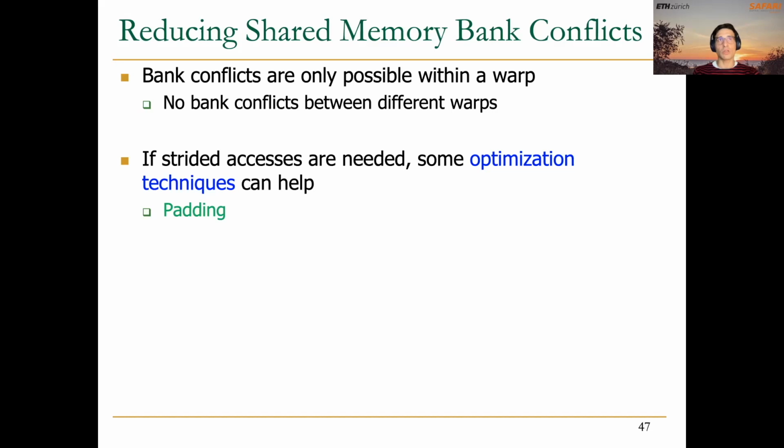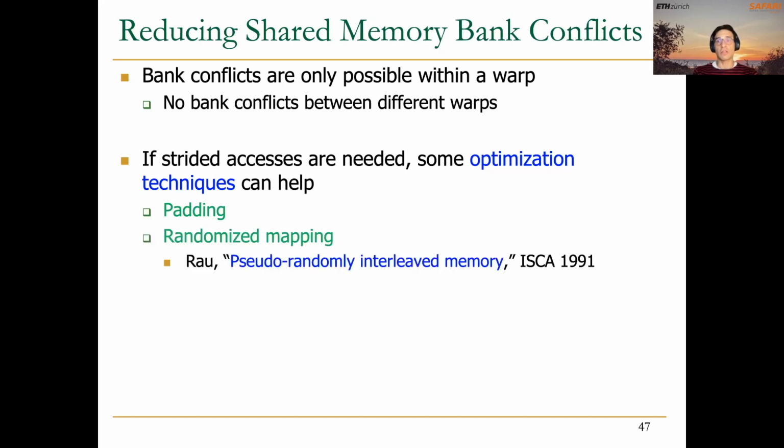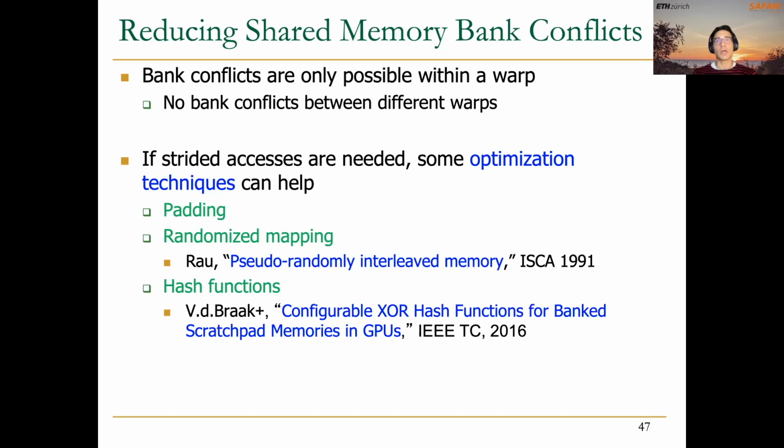These are some things that we will cover in later lectures. Padding is a way of dealing with strided accesses and avoiding bank conflicts, but we can also use randomized mappings, such as those proposed in this ISCA 1991 paper by Rau, and more recently, along the same lines, we have proposed some hash functions for scratchpad memories of GPUs, XOR-based hash functions, that definitely resulted in very good performance improvement in both software implementations and hardware implementations as well.